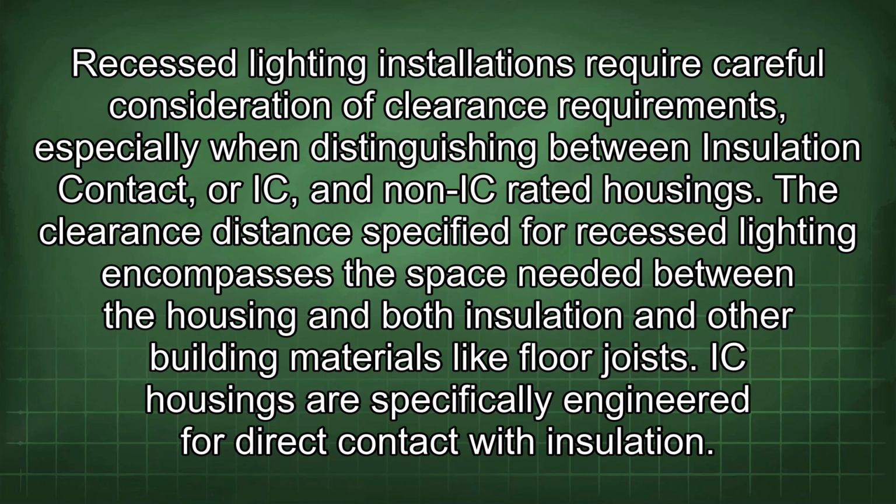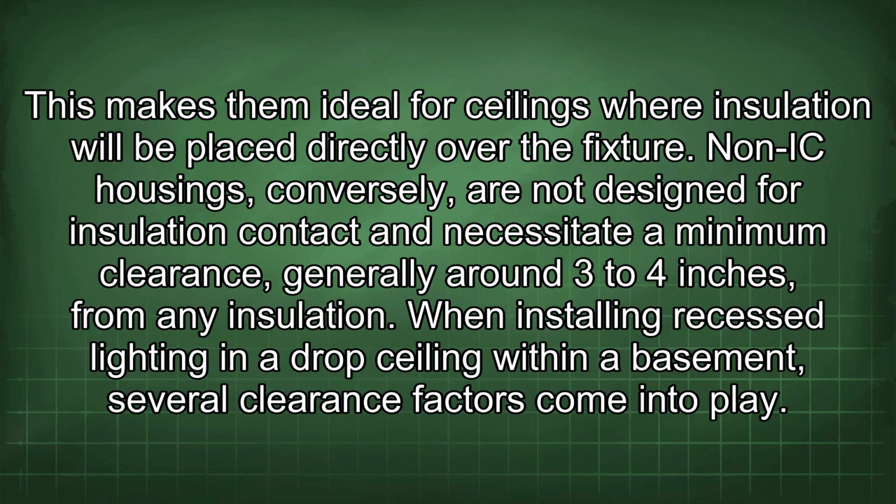Recessed lighting installations require careful consideration of clearance requirements, especially when distinguishing between insulation contact, or IC, and non-IC rated housings. The clearance distance specified for recessed lighting encompasses the space needed between the housing and both insulation and other building materials like floor joists. IC housings are specifically engineered for direct contact with insulation. This makes them ideal for ceilings where insulation will be placed directly over the fixture.